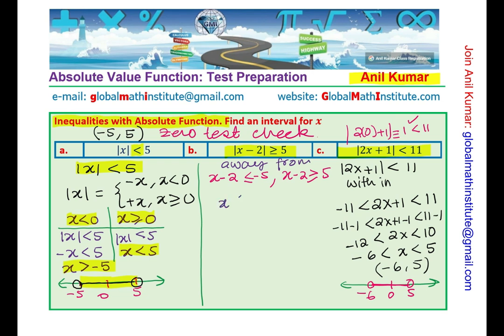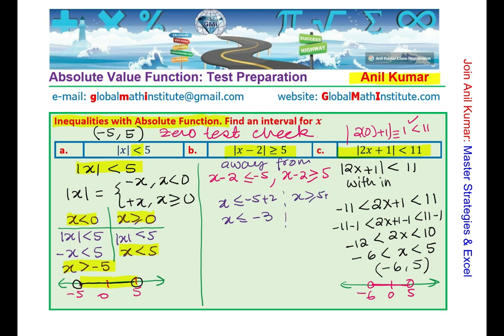We'll do x is less than or equal to minus 5 plus 2, which is x is less than or equal to minus 3. And on the right side, we have x greater than or equal to 5 plus 2. So x is greater than or equal to 7. So you see how easily we have the solution. X is less than or equal to minus 3 and x is greater than or equal to 7.